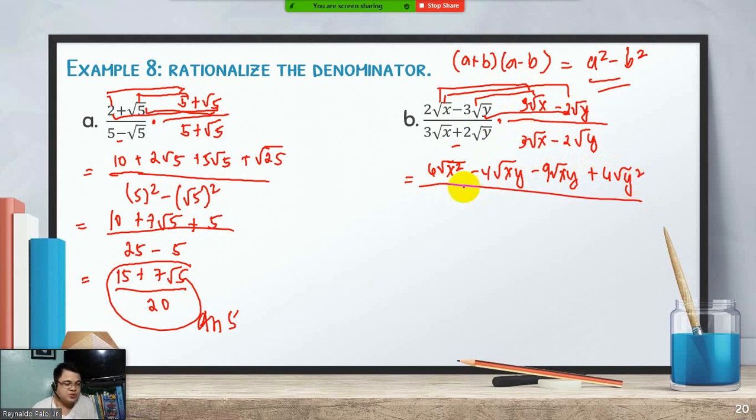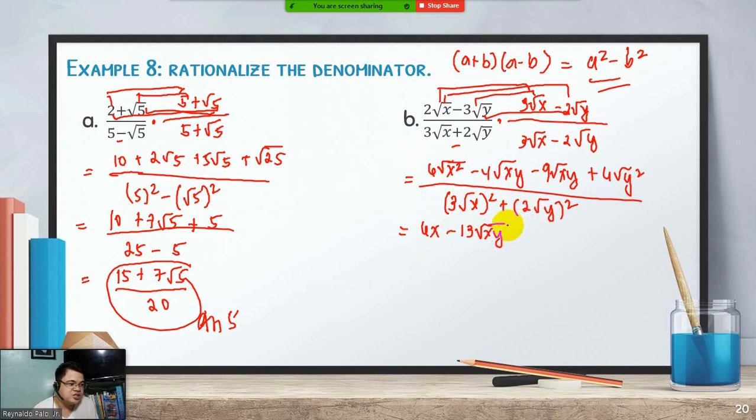Square the first and last. So 3 square root of x squared plus 2 square root of y squared. So let us simplify this one. Combine the similar terms above. So 6 square root of x squared is just simply 6x. Negative 4 square root of xy minus 9 square root of xy is negative 13 x square root of xy.